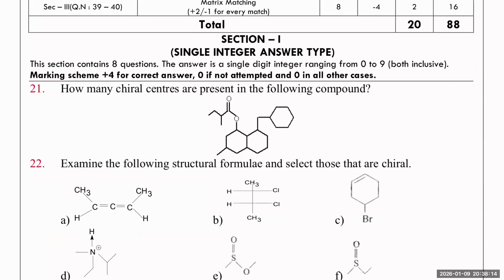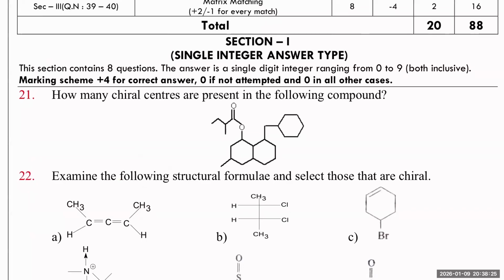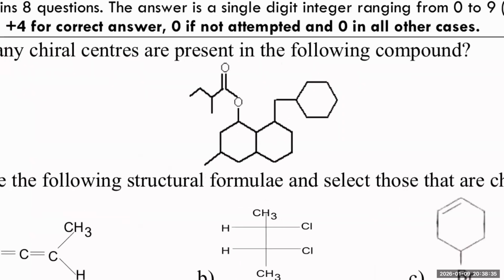Right, everybody. Let's see question by question how JEE Advanced usually frames the questions, what the language of the question is, especially when it comes to stereoisomerism. See, first one: how many chiral centers are present in the following? This is a relatively easy one. You can just check it out and let us understand.